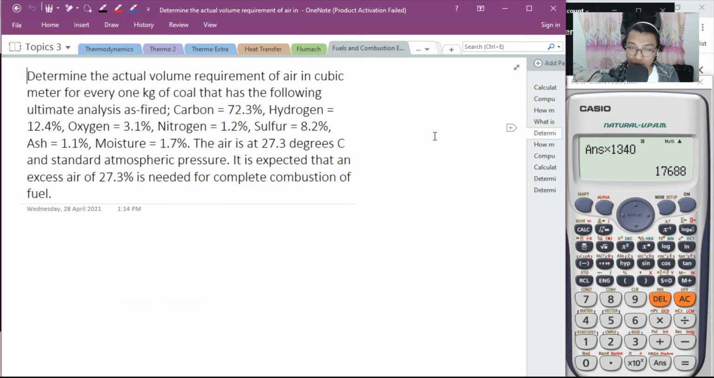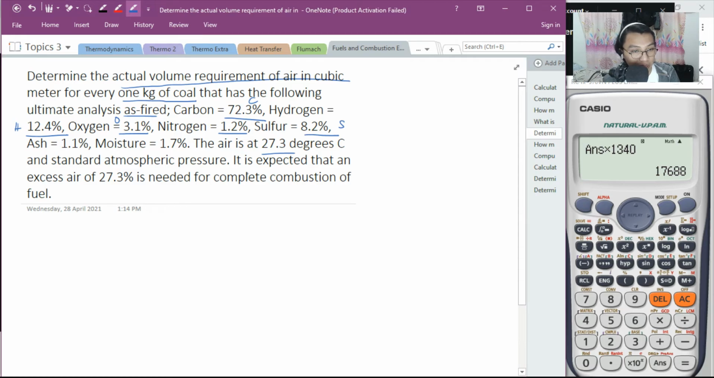How about problem number 5? Determine the actual volume requirement of air in cubic meter for every 1 kilogram of coal that has the following ultimate analysis. Ito yung sa carbon, hydrogen, oxygen, nitrogen, and sulfur. Ito lang naman kunin natin. May ash, may moisture, and air is at 27.3 degrees Celsius, standard atmospheric pressure.